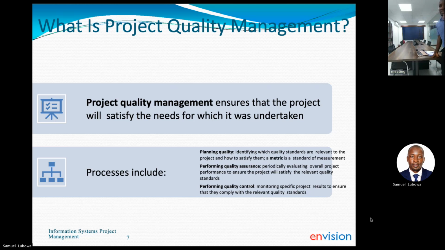Lastly, you have to perform what we call quality control. You set up particular parameters that the system must always meet. Performing quality control is when we monitor specific project results and ensure they comply with the relevant quality standards.